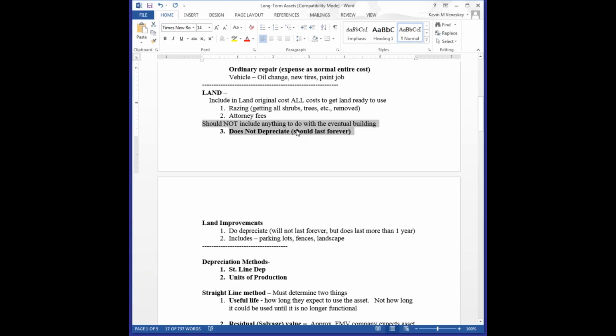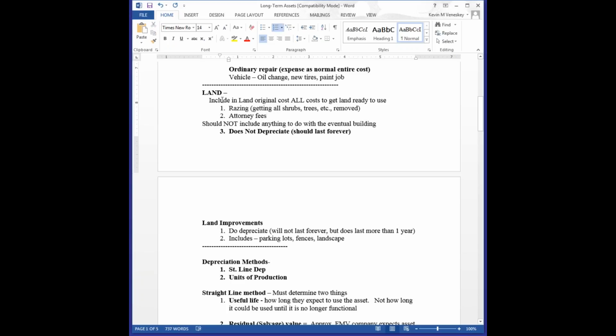Now, there can be some exceptions to that. If you actually use the land as part of your business, like natural resources, where you're going in and mining, taking out trees, taking out dirt and rocks, then that's called depletion. That's something different. We're not going to get to depletion in this class just because it doesn't happen all that often with normal small businesses. That's for different specialty type businesses.